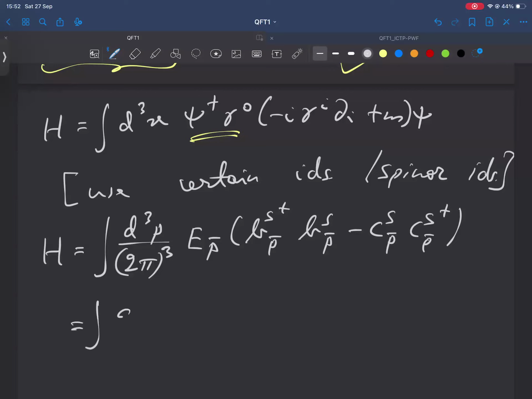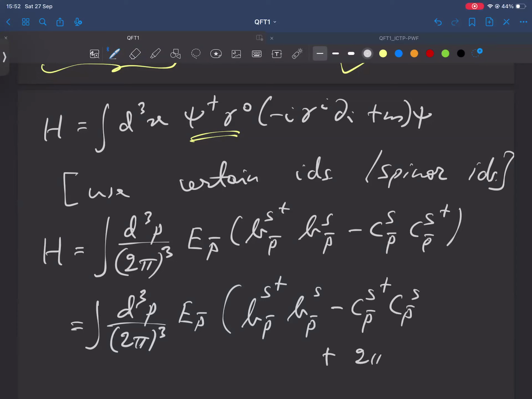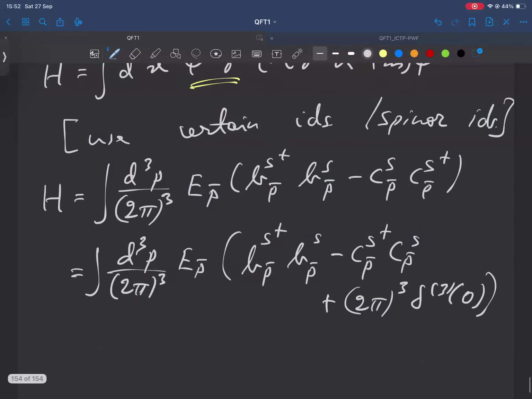Now you can use the ladder operator commutators to write this in the normal ordered form that we do, right? B_ps, all creation operators, all the daggers on the left, minus C_ps dagger C_ps plus 2 pi cubed delta 3 of 0. Okay, and then we say that we neglect this, and that's fine.